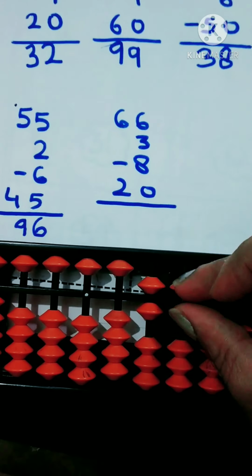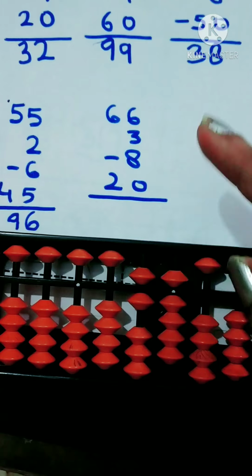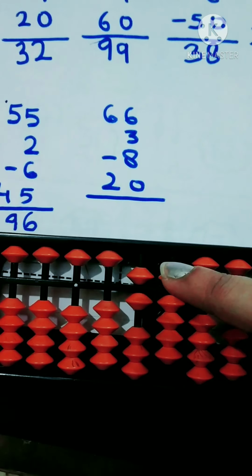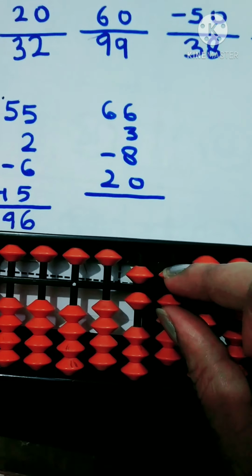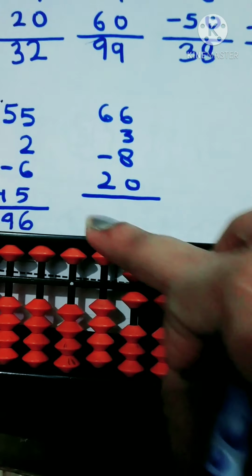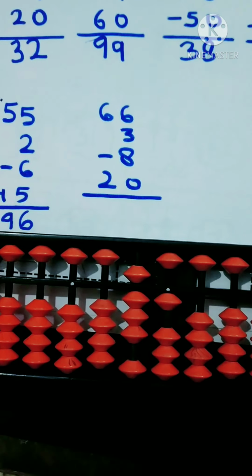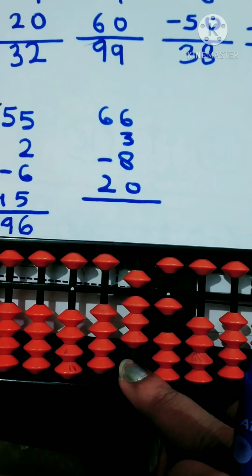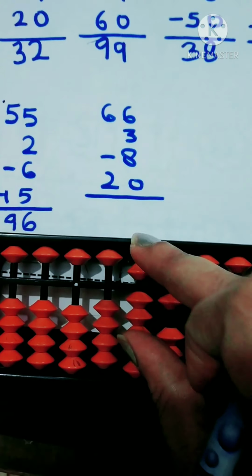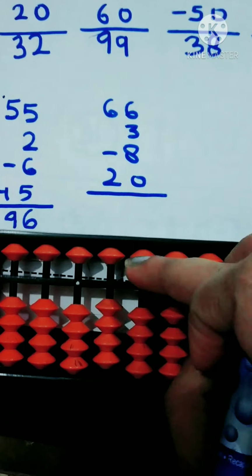Next is 66. 3 less 8. Less 8 means less 5 and 3 beads down. Less 8. And then add 20. So add 20. Then my answer is 50 and 30, 80 and 1. 81.